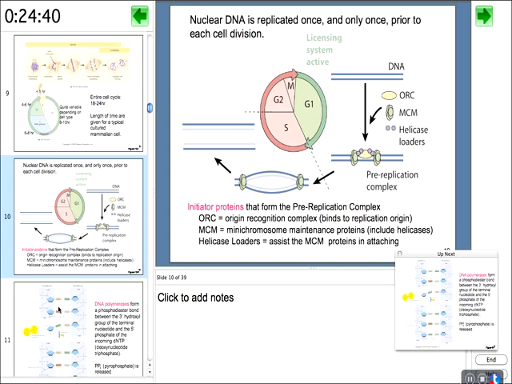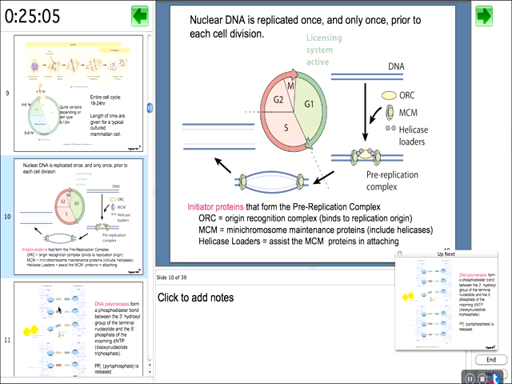The first one in is called ORC. ORC is the origin recognition complex. Its job is to bind to the ORI, so it is always the first one in. So ORC is the first one in. ORC binds to the ORI. That's its job. It's very specific. It attaches to that ORI.